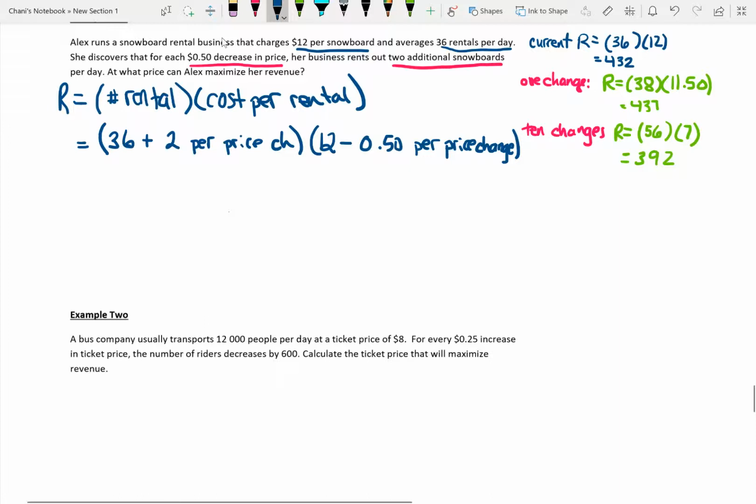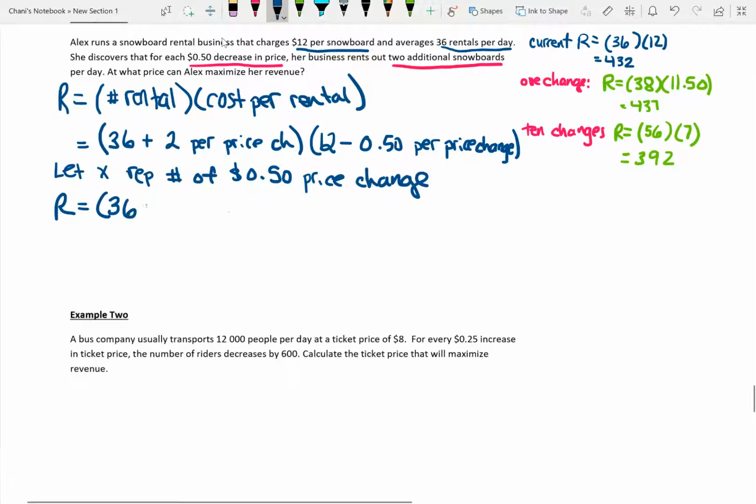So let's actually introduce a variable now and create a quadratic equation. So we're going to say let x represent the number of 50-cent price changes. So how many times we change that price. So now our revenue is equal to, okay, so the number of rentals is currently 36, and we're increasing it by 2 every time we have an x. So 2 rentals per price change. Our cost is $12, but we're decreasing it by 50 cents per price change.